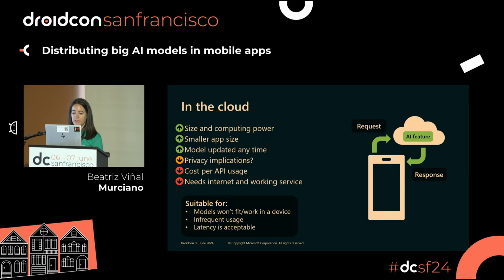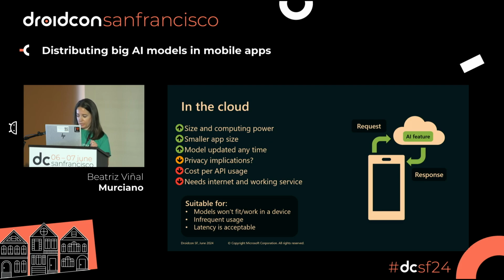But other than that, if you do have a choice, this is good when features aren't used very often, so the cost stays manageable, and when latency is acceptable, because there will always be some extra time to make the network request and to receive the response. So it won't be immediate. It will be quick, but not as immediate as when it's on device.